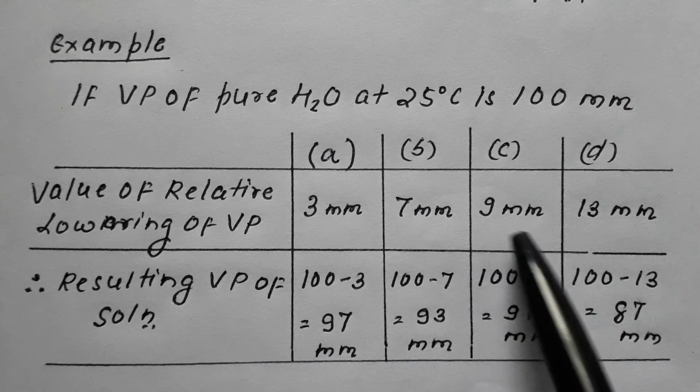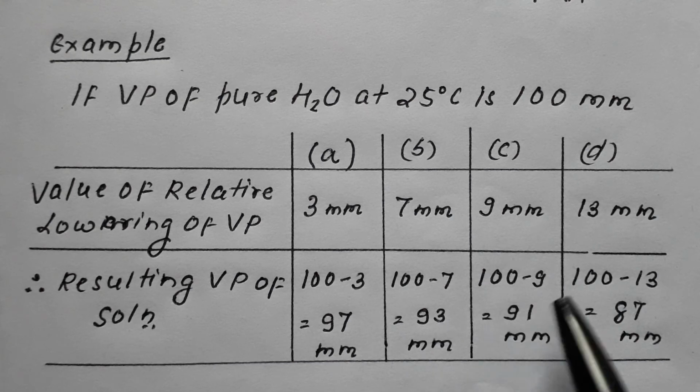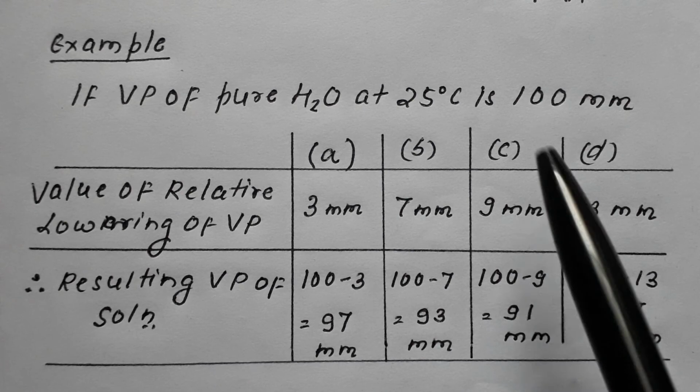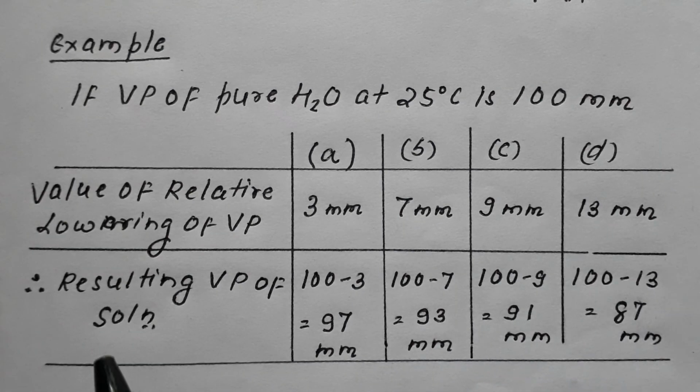For solution C this value is 9, so it is 100 minus 9, 91 mm, the resulting vapor pressure of solution C. For solution D it is 100 minus 13, that is 87 mm. So the resulting vapor pressure of solution A is highest, 97, of B it is comparatively less, 93, of C comparatively less, 91, and for D it is least, 87 mm.